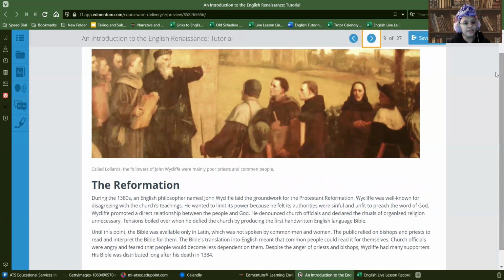So here we get information about the Reformation. That's where we start. They start talking about basically the earlier sections of people doubting the church. They talk about this man named John Wycliffe in the 1830s. He was pretty well known for disagreeing with the church's teachings. He wanted to limit the power of the church because they were so corrupt. And he felt like the authorities of the church were sinful.